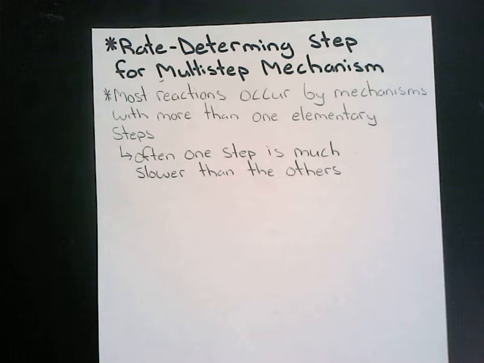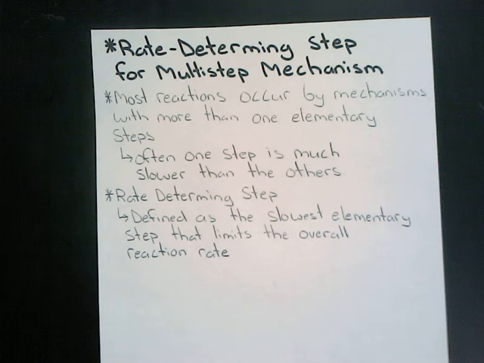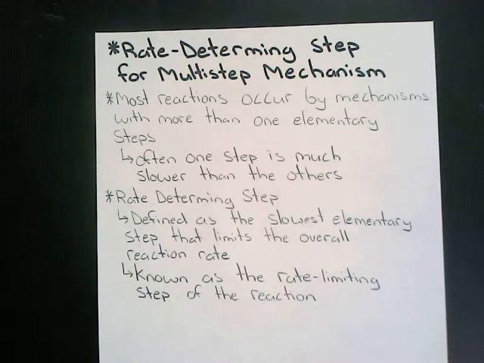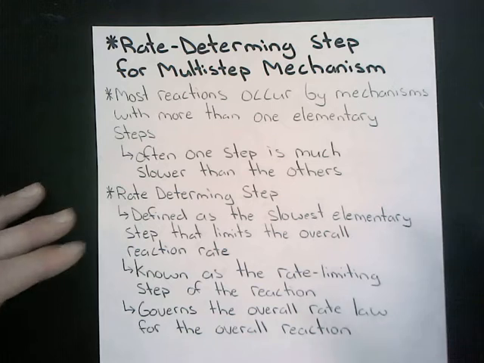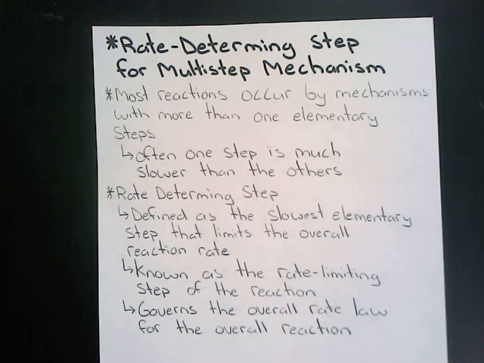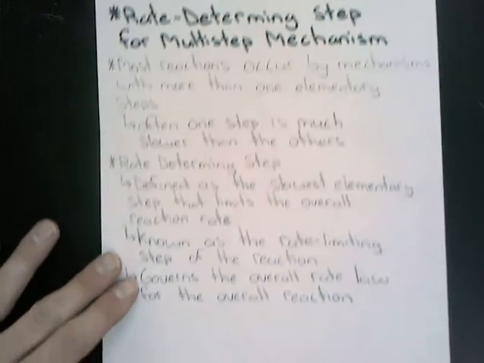Now, the other key point to keep in mind is that the rate determining step is the slowest step that limits the overall reaction rate. This is known as the rate limiting step of the reaction. This also governs the overall rate law for the entire reaction. Now, we need to put this knowledge together along with that chart I just showed you to be able to determine if a reaction mechanism is a valid possibility.